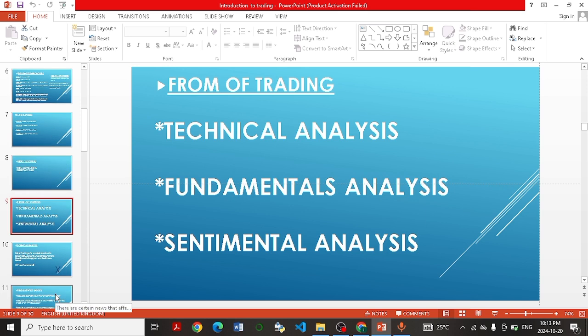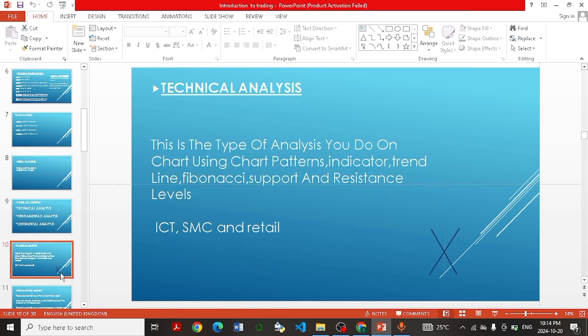Now, forms of trading. There are three forms of trading. We have technical analysis, fundamental analysis, and also sentimental analysis. These are the three forms of trading that we have. Now, what is technical analysis? What is fundamental analysis? What is sentimental analysis? All this might sound new to you as a newbie trader, so I'm going to explain and try as much as possible to break it down so that you will understand.